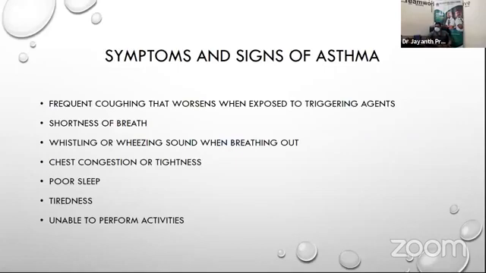So, symptoms and signs of asthma: the child will be frequently coughing, which worsens when the child is exposed to an allergen or due to an activity. Then the child will feel breathless, that is shortness of breath. Then you can hear a whistling or wheezing sound when breathing out. Then the child may experience chest congestion or complain of chest tightness. The child will have poor sleep, and will be tired most of the time. And due to all these things, the child will be unable to perform activities like other children.